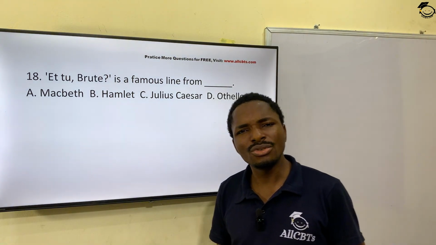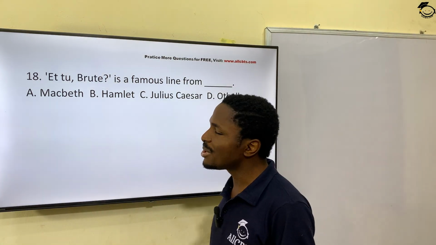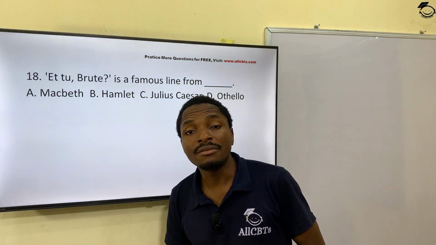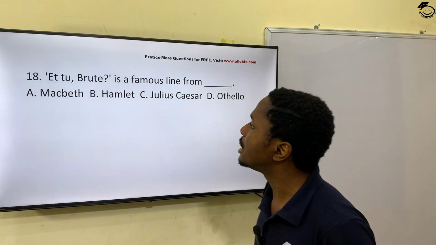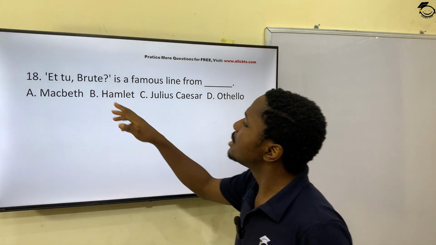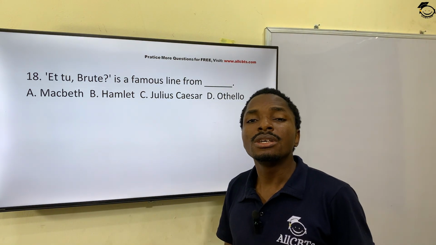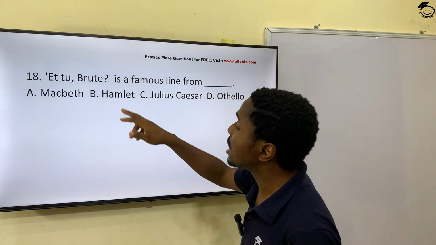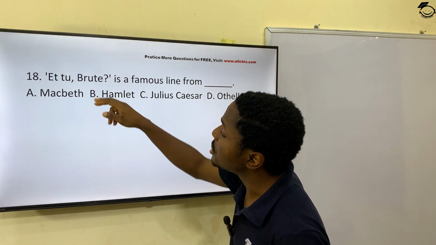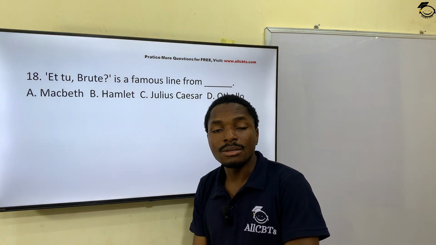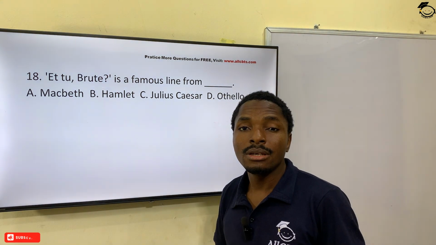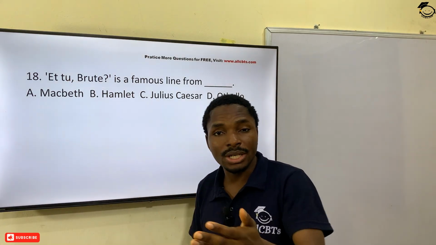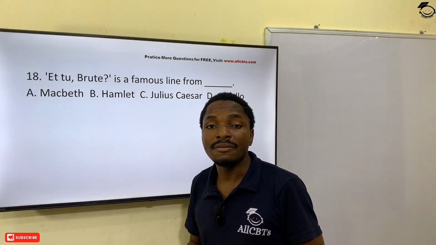Do you know about Julius Caesar? You should know about Julius Caesar. You go and read about him. So he was a very, very great man. And he made this statement when he was killed. He was stabbed. The man who stabbed him, his name is Brutus. So as the man stabbed him, as he was dying, he made this statement, "Et tu, Brute." It became a famous line.